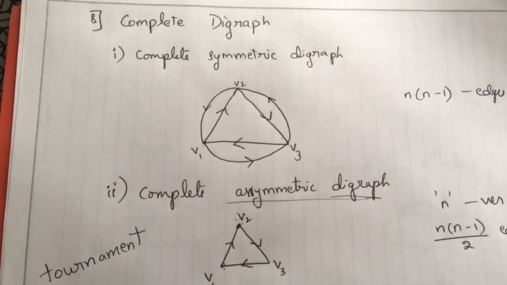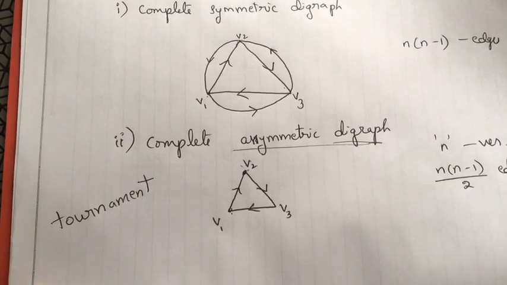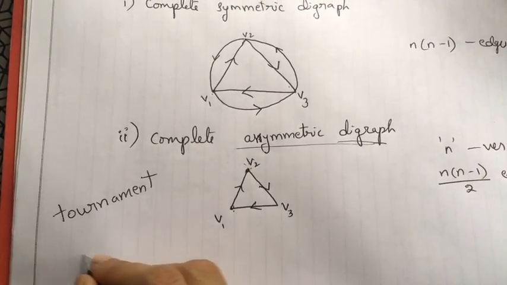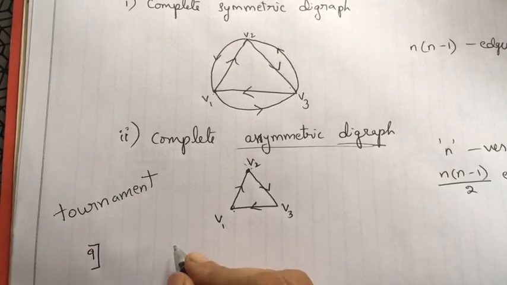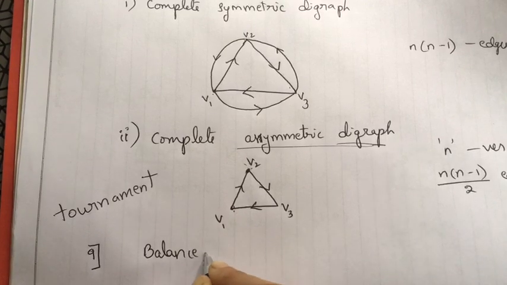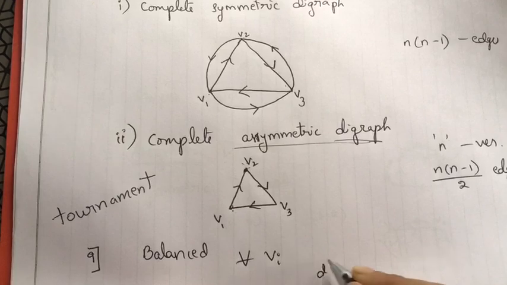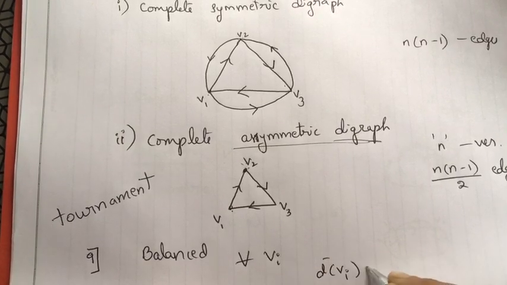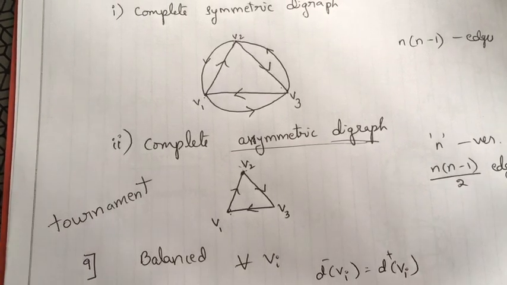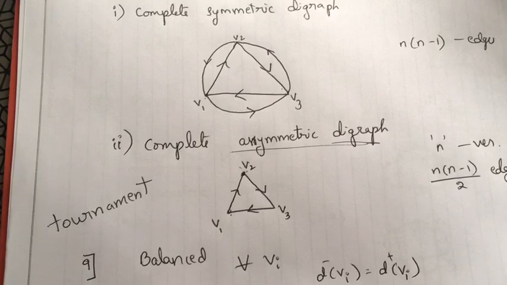And a digraph is said to be balanced if for every vertex vi, in degree is equal to out degree. One more point to remember, we can say a digraph is balanced if for all vi, in degree is equal to out degree, then I can say that the digraph is balanced.